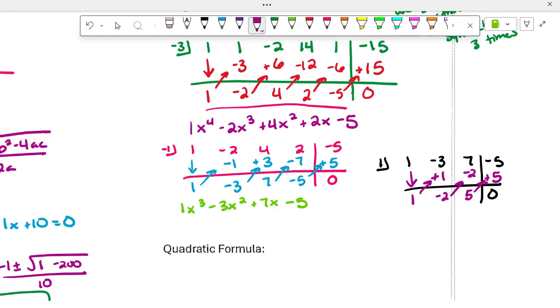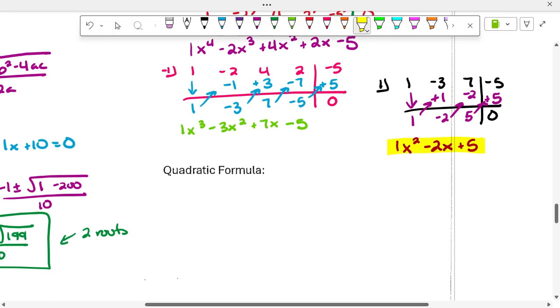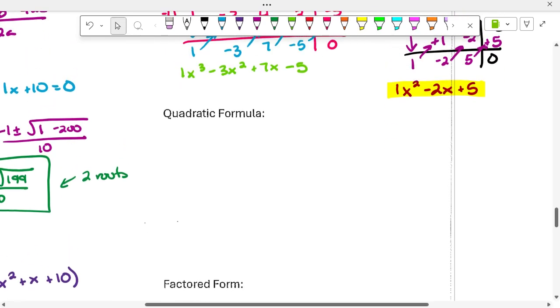So what's my final quadratic? What should it be? X squared minus 2x plus 5. And I'll throw the 1 in front of there since we had it. So this is where we stop doing synthetic, and then change into doing quadratic formula. So now we got to do quadratic formula to get those last 2 roots, which are most likely going to be imaginary because it only crossed the x-axis on the graph 3 times.